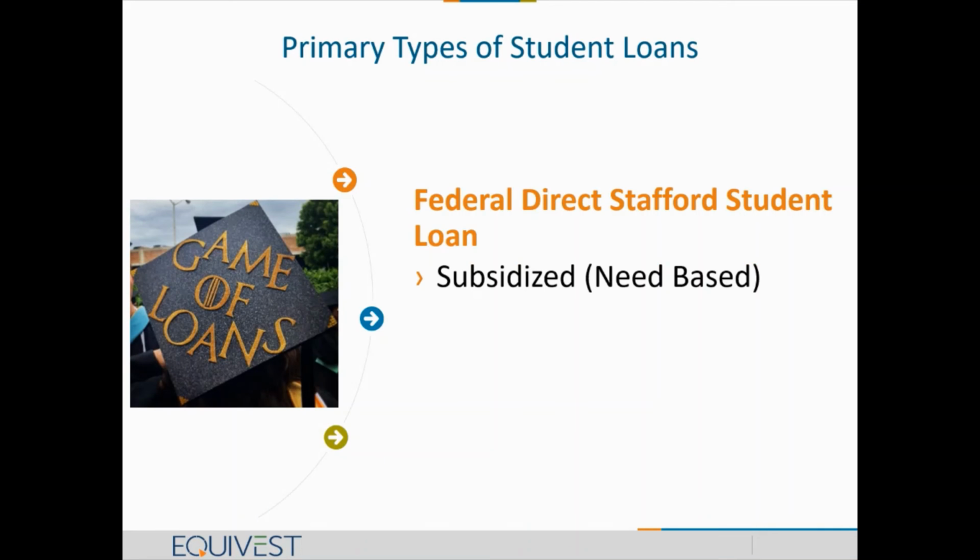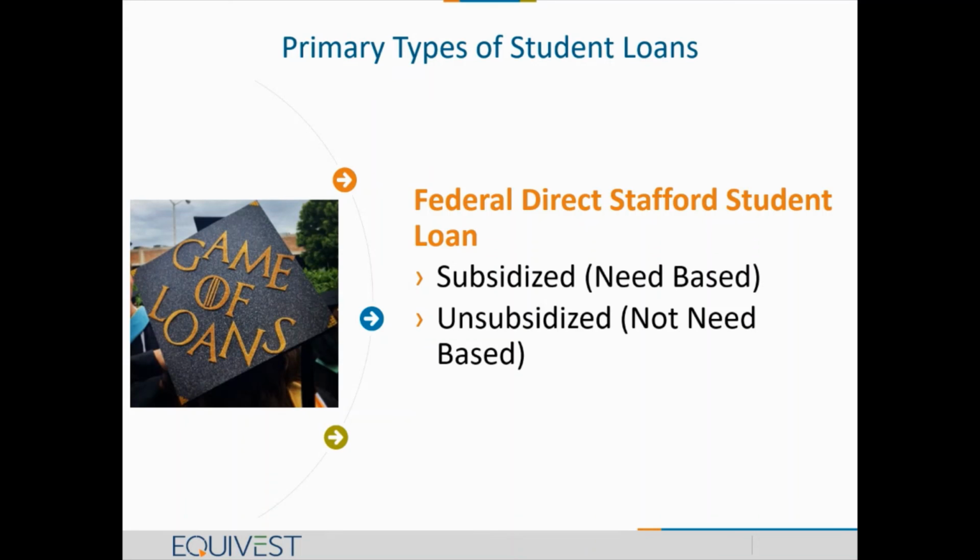The first form is what's called subsidized, and that's based on whether or not your student has need at a particular school. A subsidized loan simply means that you're not going to accrue any interest on that loan until school is over. The second type, on the other hand, is an unsubsidized loan, which is not based on need.